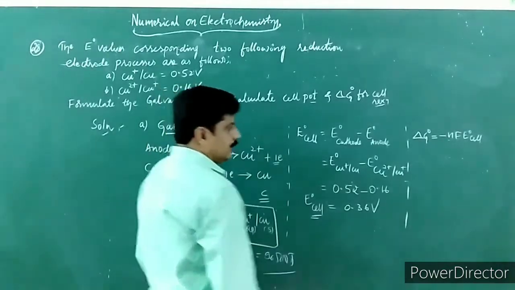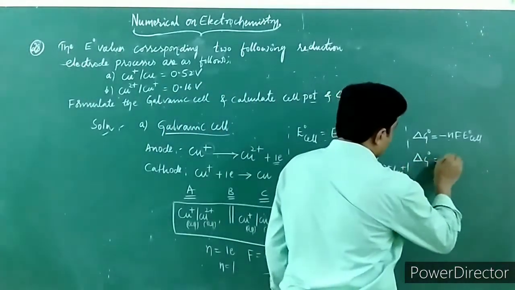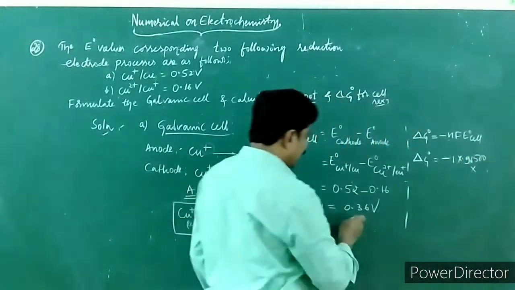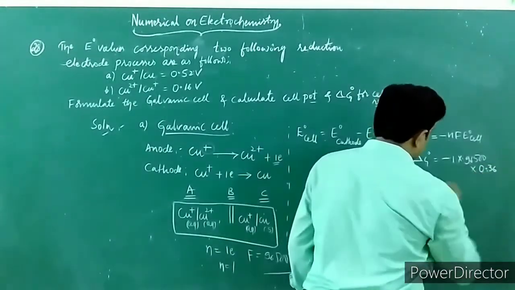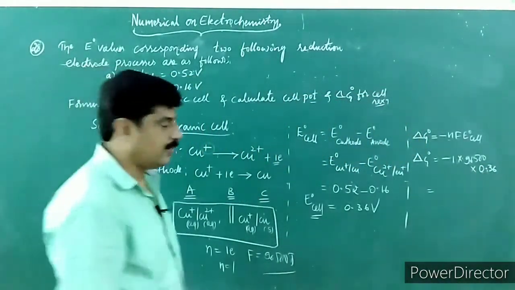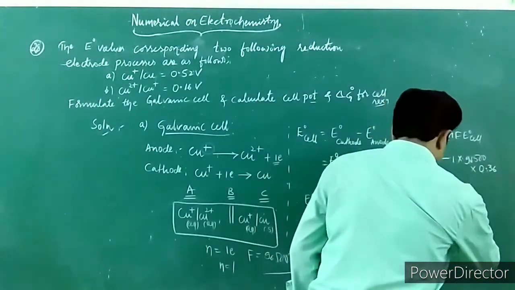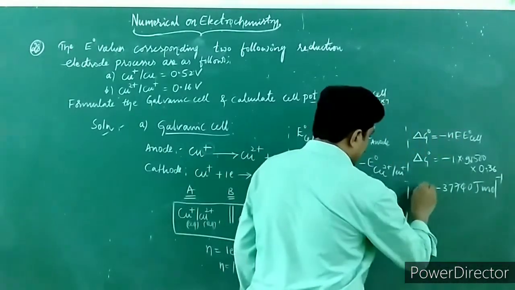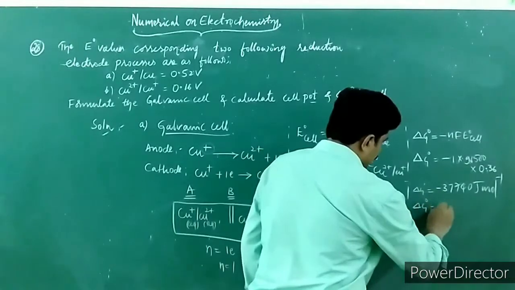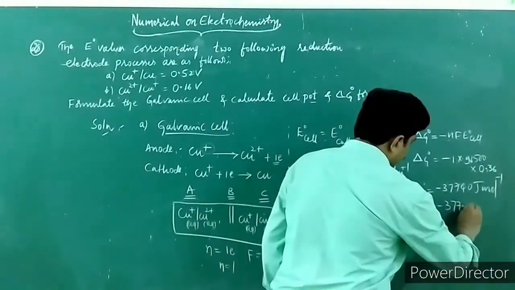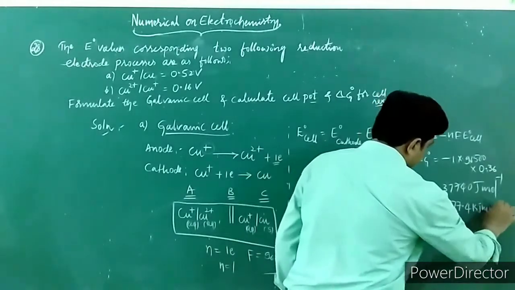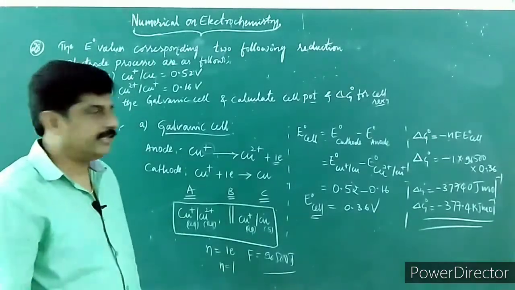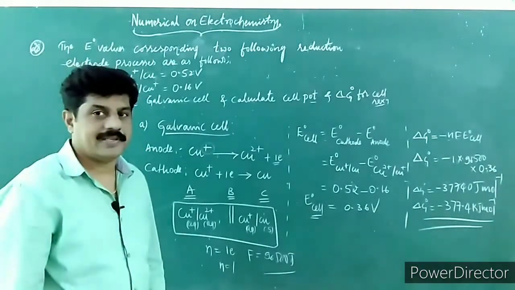96,400 joules per mole. Now let me substitute here. Delta G naught is equal to minus 1 into 96,400 into the E naught value here, 0.36. Children, if you simplify, you are going to get minus 37740 joules per mole, or you can represent in terms of kilojoules, minus 377.4 kilojoules per mole. So this is how you need to calculate delta G naught as well as E naught cell.